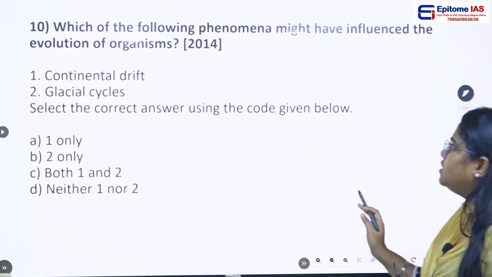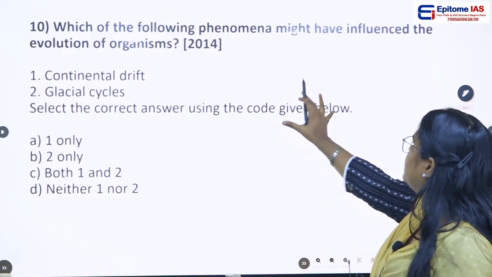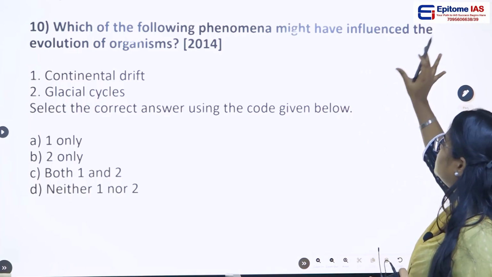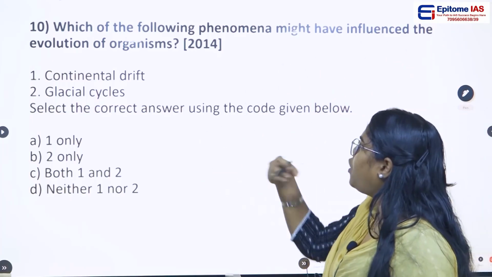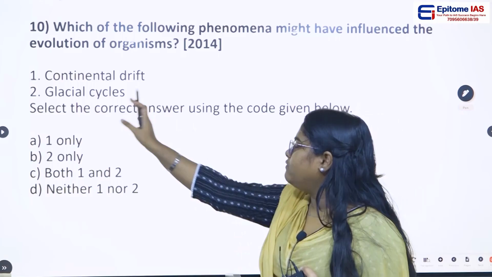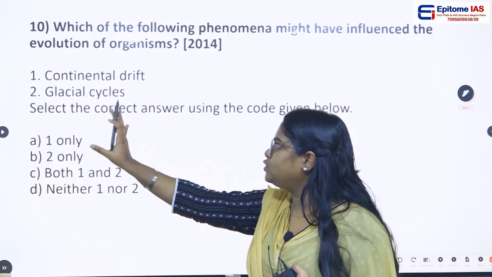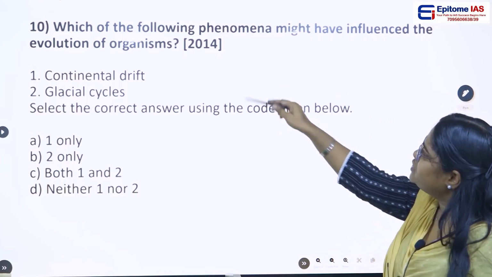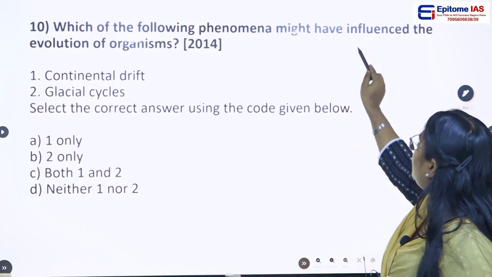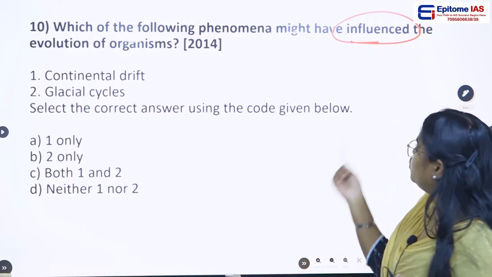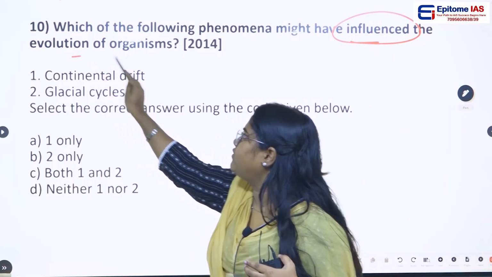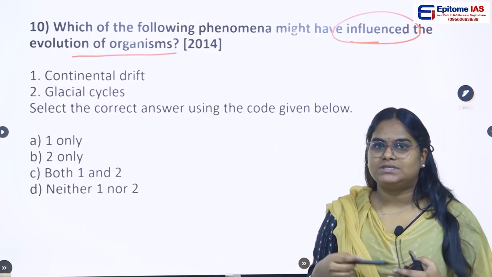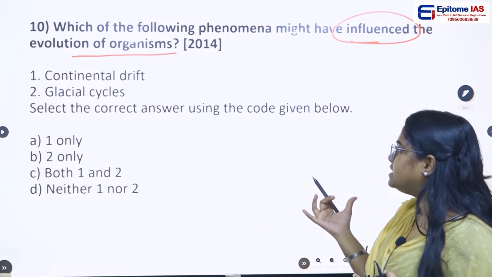So the next question: which of the following phenomena might have influenced the evolution of organisms? 1. Continental drift. 2. Glacial cycle. So if you see, they are asking which of these two phenomena have influenced the evolution of organisms. This is a very broad question.